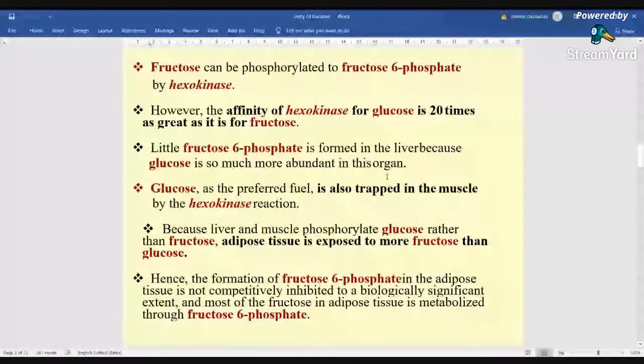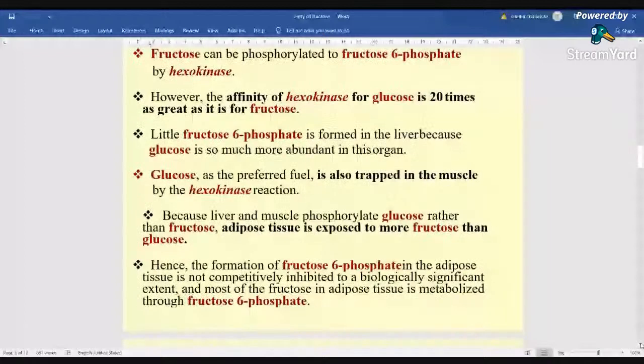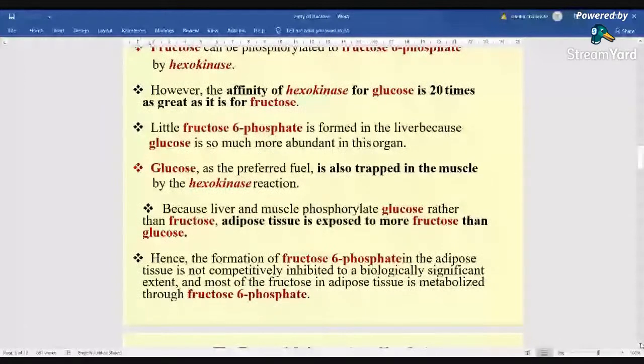We know that in the liver, glucose is present in abundant amount. Therefore, hexokinase has affinity for glucose rather than for fructose. Therefore, only a very little amount of fructose 6 phosphate is formed, while glucose 6 phosphate is formed in abundant amount. So, glucose as the preferred fuel is also trapped in the muscle by the hexokinase reaction.